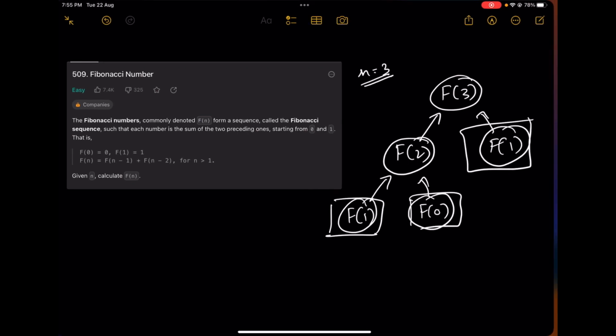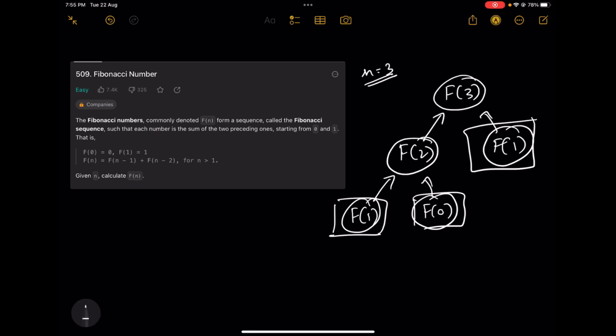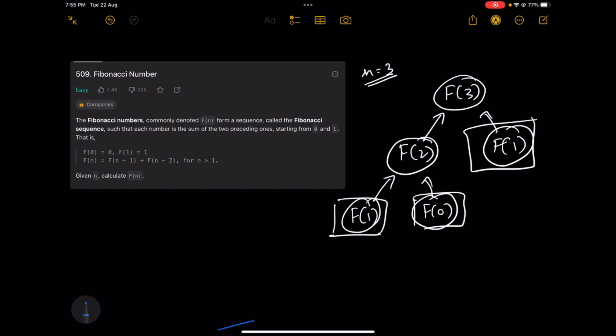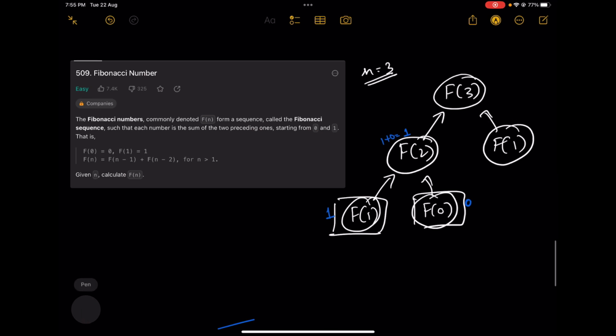So this value is 1. Let me just use another pencil. Yeah, so this value is basically 1, right? And this value is 0. So that means that to find f of 2, we need to basically add these two numbers, which means f of 2 is 1 plus 0, which is equal to 1, right? That's f of 2. And f of 1, we know, again, is a base case, which is just 1, right?